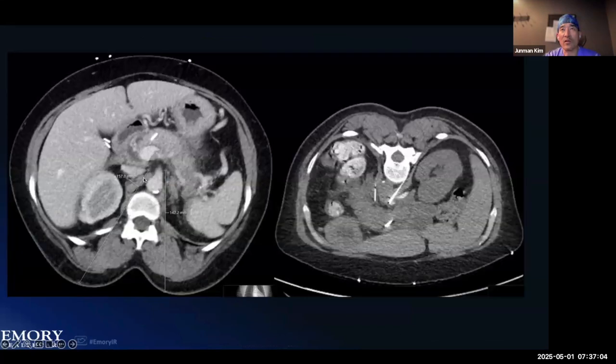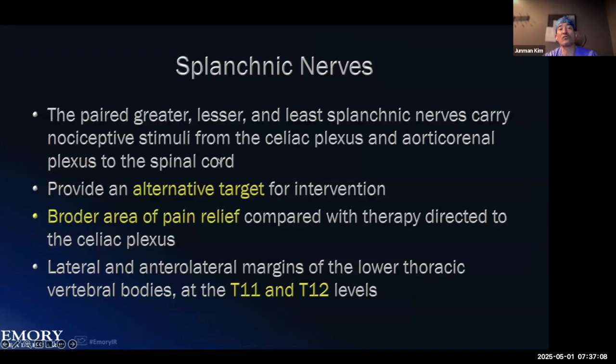I'm sorry, targeting for the celiac plexus. So, splanchnic nerve. These are paired splanchnic nerves that carry signal coming from the celiac plexus, and it's now increasingly recognized as an alternative target for the pain procedure. And people say it gives pain relief in a broader area.